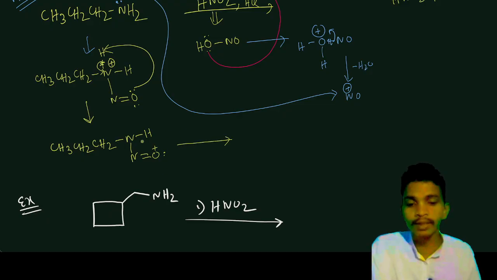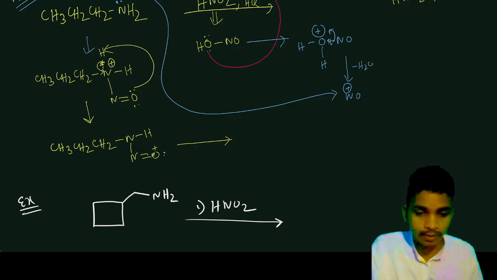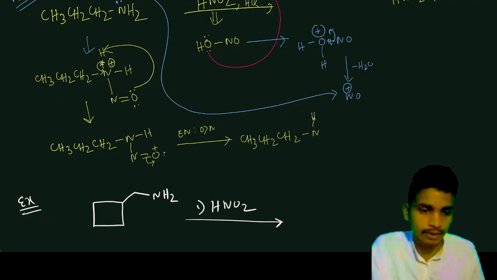Now we see that between this oxygen and nitrogen, if you check the electronegativity, oxygen is more electronegative than nitrogen. Oxygen is getting the positive charge, and since oxygen is more electronegative than nitrogen, this oxygen will take the electrons towards itself. So what we get here is CH3 CH2 CH2, and this is N, with H here, and N, and this is O.